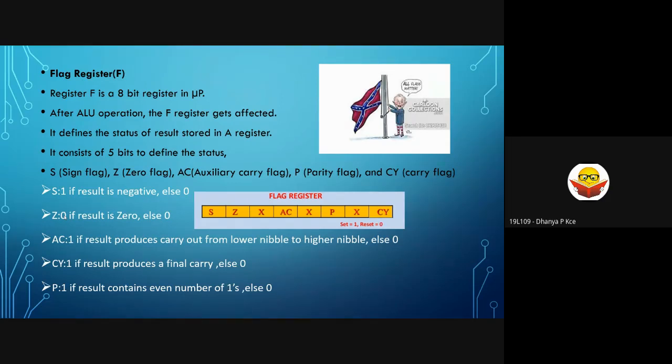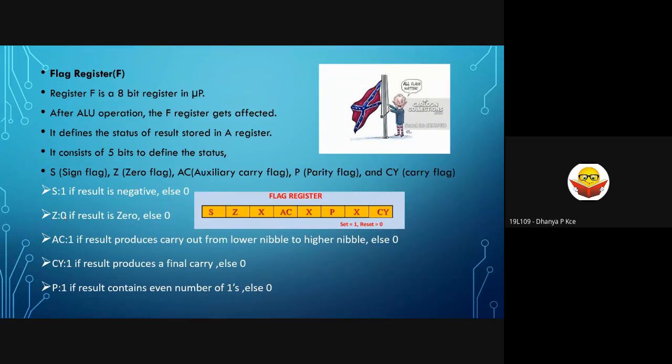Normally during an addition, we have just two carries: the auxiliary carry and the normal carry, which is referred to as carry. Auxiliary carry: when there is a carry from the lower nibble to the higher nibble, we say that is an auxiliary carry. If my result has such a carry, then the auxiliary flag bit will get set; else, if I am not having one, the flag bit will be reset. And carry: if there is a carry from the most significant bit of the result, then the carry flag will get set, else it will be reset.